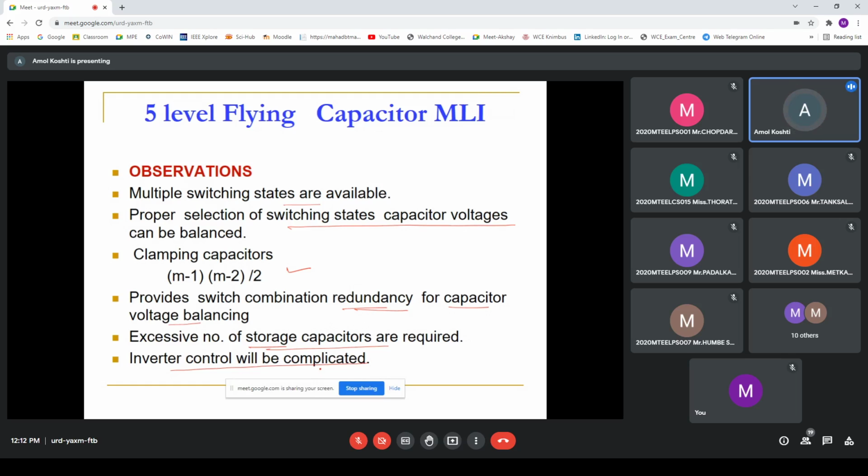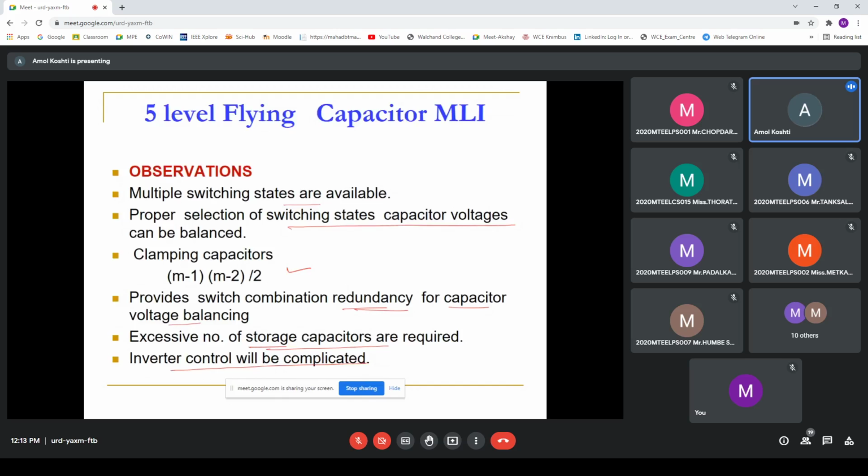Here the physical structure is simpler. Why? Because in the diode clamp we need 12 diodes, and in the capacitor clamp we need 6 capacitors. So the complexity is less in flying capacitors, but technically to operate or to take the capacitor into the circuit is complicated because of the storing nature of the capacitor. That is the reason we need the multiple switching points. So this is about the flying capacitor converter.